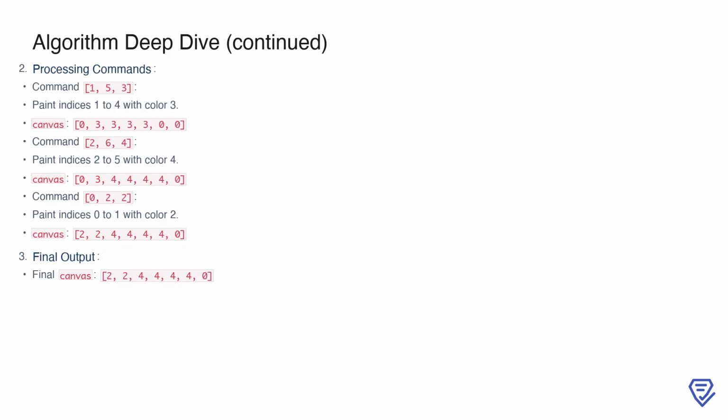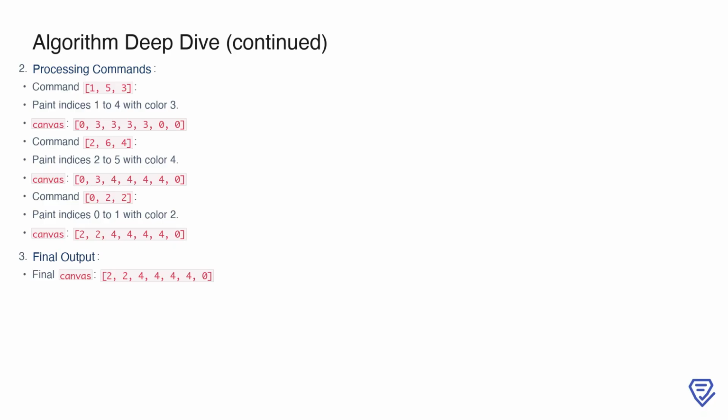For the first command, 1, 5, 3, we paint the indices from 1 to 4 with the color 3. The canvas is updated to 0, 3, 3, 3, 3, 0, 0. Next, with the command 2, 6, 4, we overwrite the indices from 2 to 5 with the color 4. This changes the canvas to 0, 3, 4, 4, 4, 4, 0.